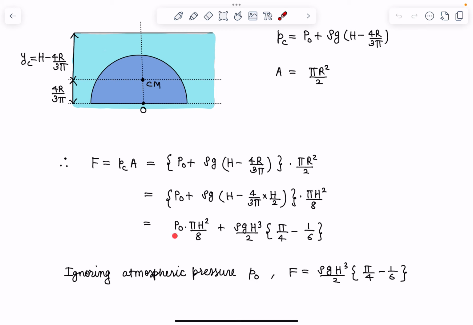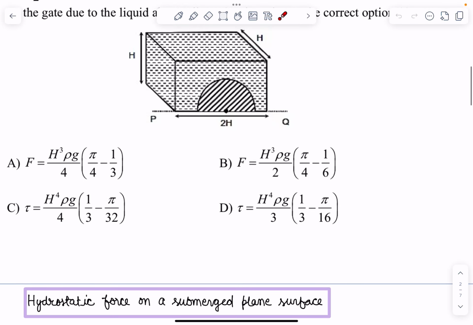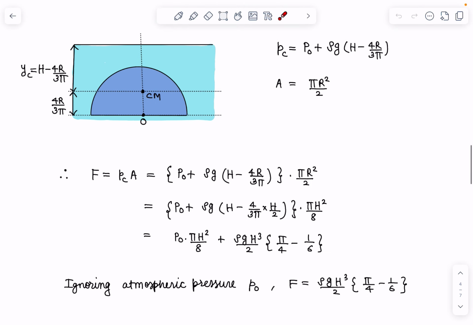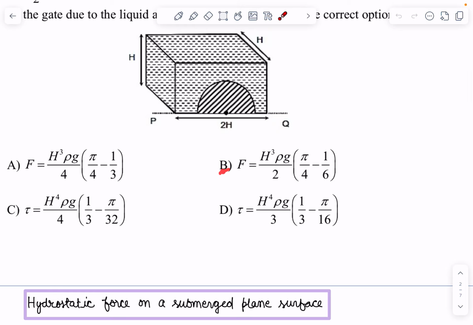Here in this expression we have a P naught term, but in the question, when we look at the options, for any of the expressions of force, the P naught term is absent. So that means that in this problem, the atmospheric pressure has been neglected. If we also neglect the atmospheric pressure, P naught, we will be left with only this term over here. So ignoring atmospheric pressure, F will be equal to rho g h cube by 2 into pi by 4 minus 1 by 6, which we must notice is actually option B.